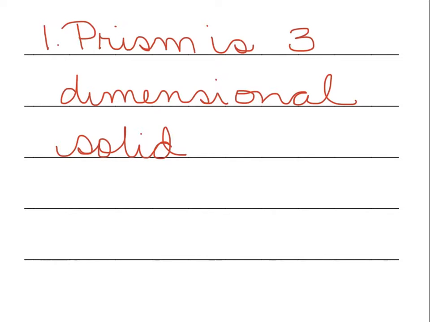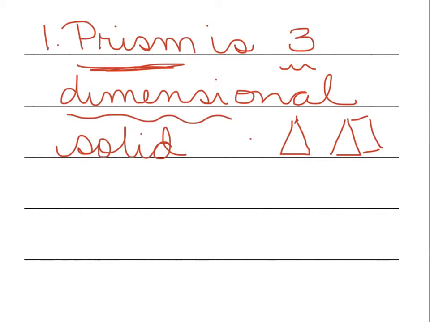It is not one-dimensional, like a dot. It's not two-dimensional, like you would draw just a plain triangle. And then, like we did last time, we worked a little bit with three-dimensionals, where you can see that there is depth to it. So a prism is a three-dimensional solid. So that's the first fact to remember.